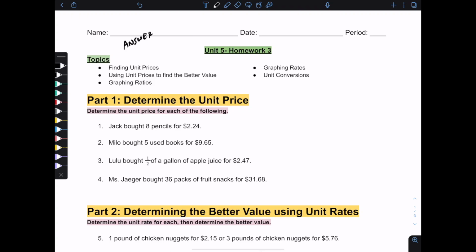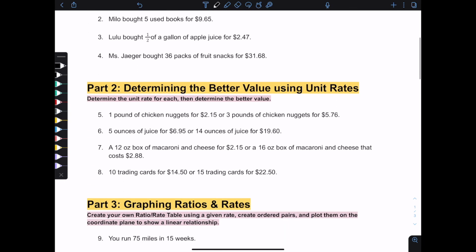In this video, I'm just going to be going over an answer key for the Unit 5 Homework 3, which is dealing with unit prices, how to find them, using unit rates, as well as determining a better value between two different types of options using unit rates.